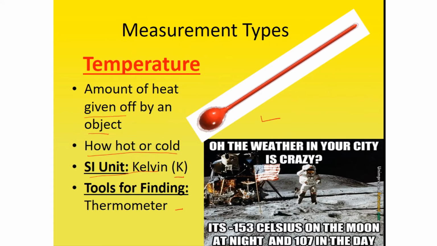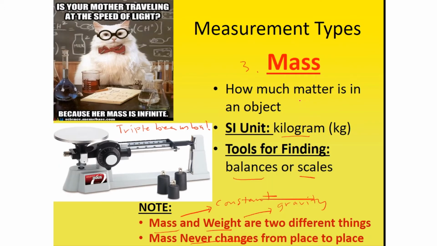Next, we have temperature. It's the amount of heat given off by an object. It measures how hot or how cold an object is. It uses Kelvin, with the symbol K, and the tool for finding it is called a thermometer. Third one is called mass. Mass measures how much matter an object has. It uses the unit called kilogram.